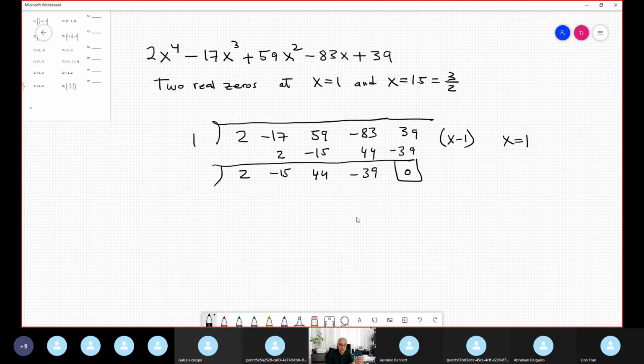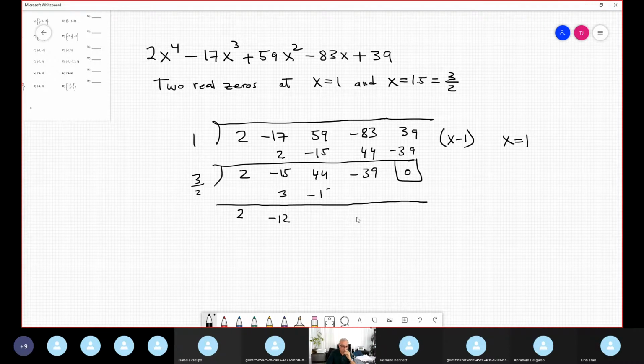Now you perform the synthetic division using 3/2. I prefer fractions, not 1.5. You can do that with 1.5, it's the same, no? But I prefer fractions. Why? Because when you bring down that 2, 2 times 3 over 2 is 3. Minus 12. Multiplication is easier because 12 divided by 2 is 6, times 3 is 18, no?